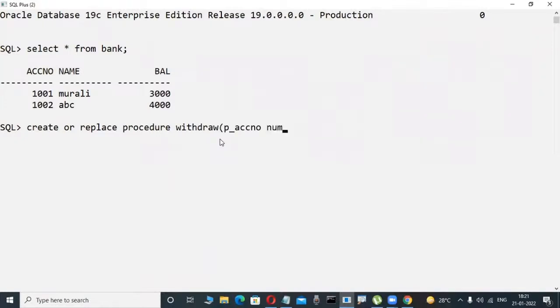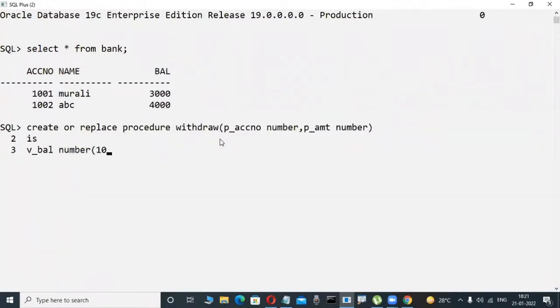Account number I'm passing. Again, the amount I'm also passing, only because I try to withdraw. The ATM card is there. And now here, the amount, I'm passing something. Okay, now some coding is there. I want to find out a balance.